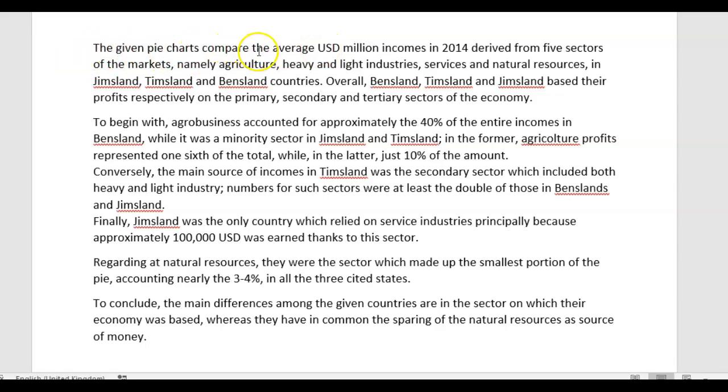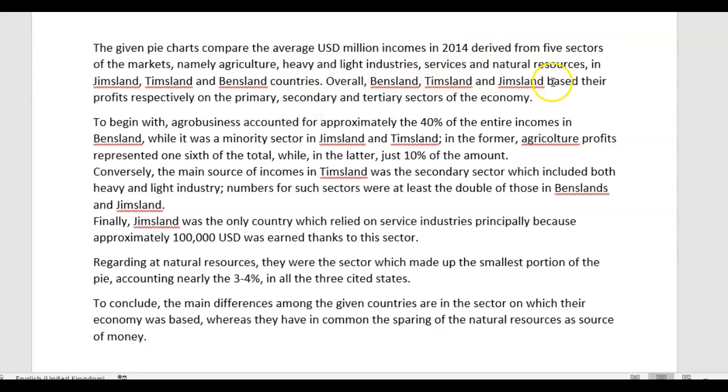The given pie charts compare the average incomes of 3 countries, in USD million, in 2014, derived from 5 sectors, and so on. Perhaps mentioning the countries totally at the end is a bit too far away, and we managed to forget what we're going to read, and it's not really appropriate to say it like this.